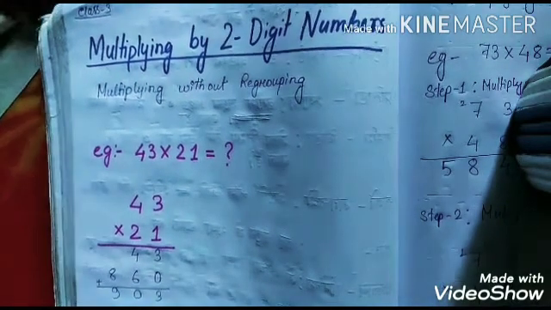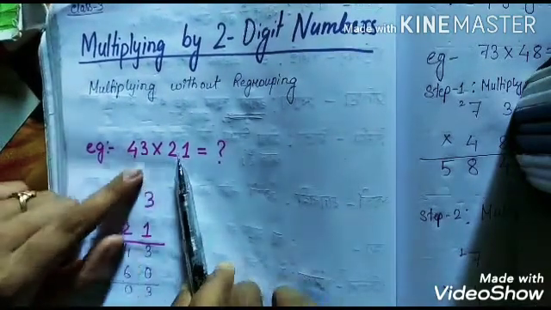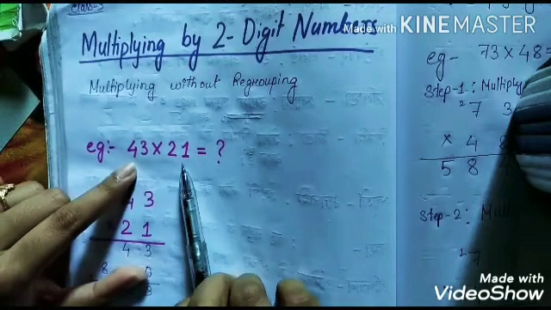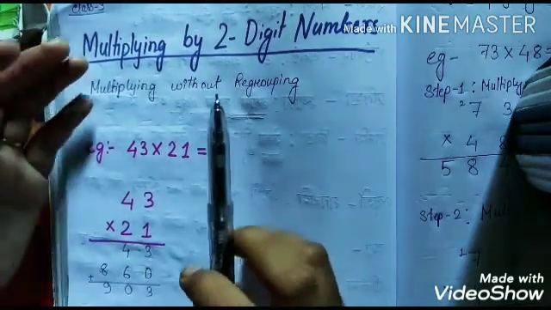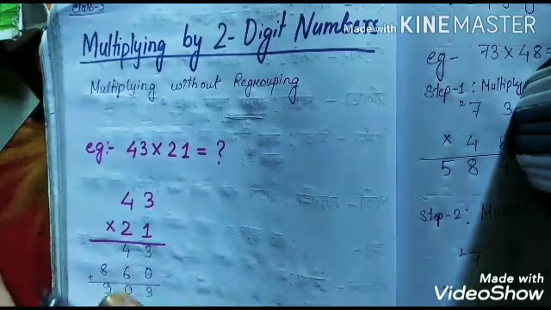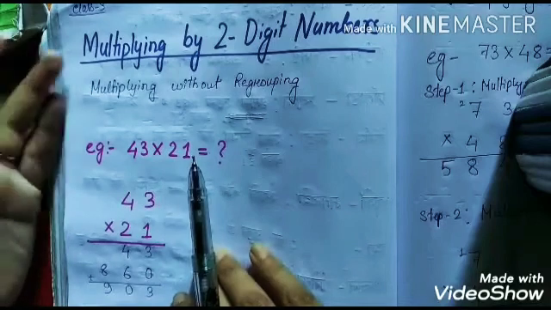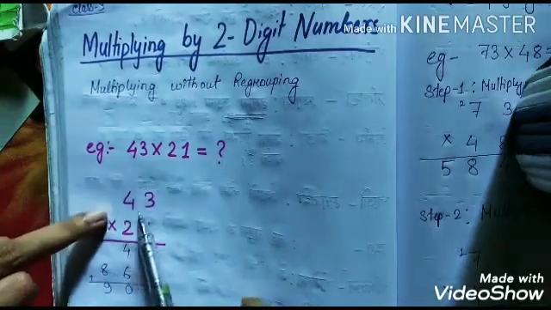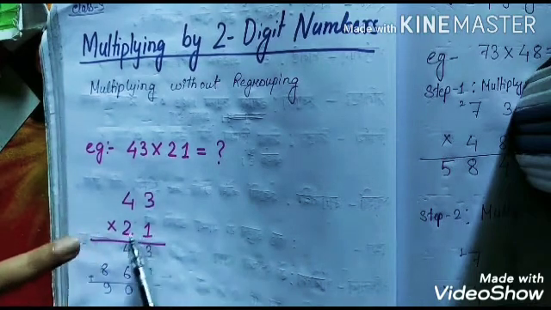As you can see, I've taken one example here: 43 into 21. Here you can see there is no 0 in either of these numbers, right students? Then how do we do it? Again a similar process, but here we cannot skip any step. We have to write each and every number we get after multiplication. So let's start 43 into 21, as I have written from the question. Now you have to solve.